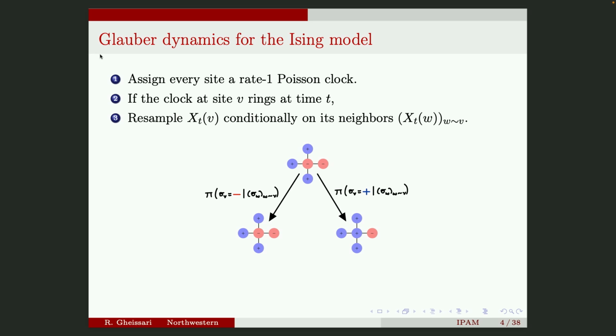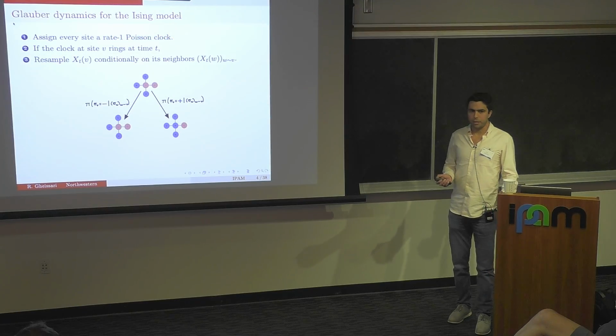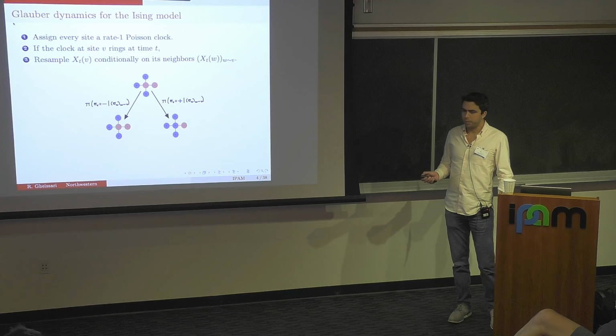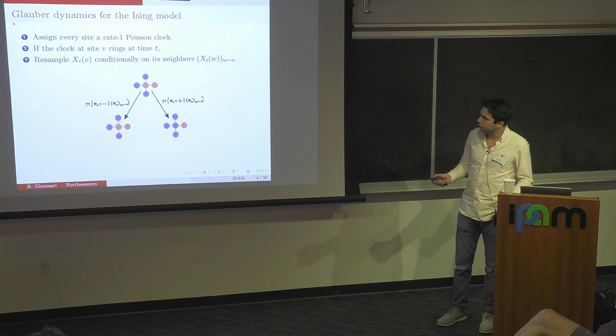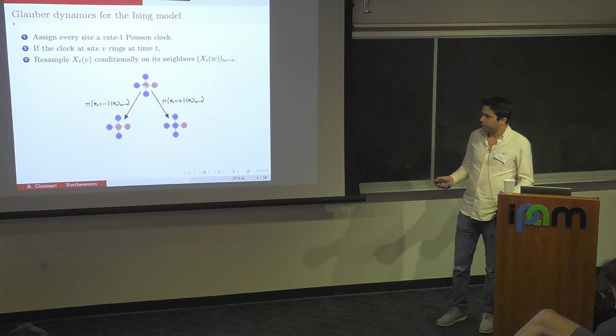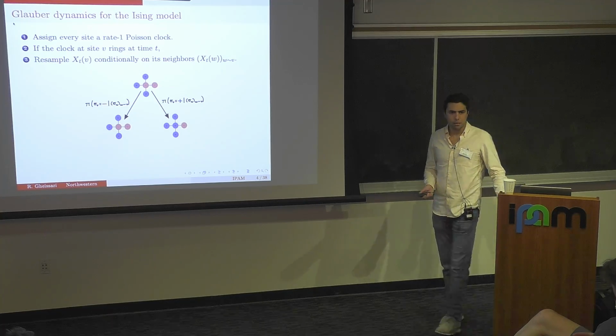And because the interactions in this model are just nearest neighbor, that's the same as just resampling it conditionally on its 2d neighbors. So here's a picture. The clock at this middle guy rings, and then I update it conditionally on these three, and that's going to be proportional to exponential 3 beta to go to plus, and exponential 1 beta to go to minus.